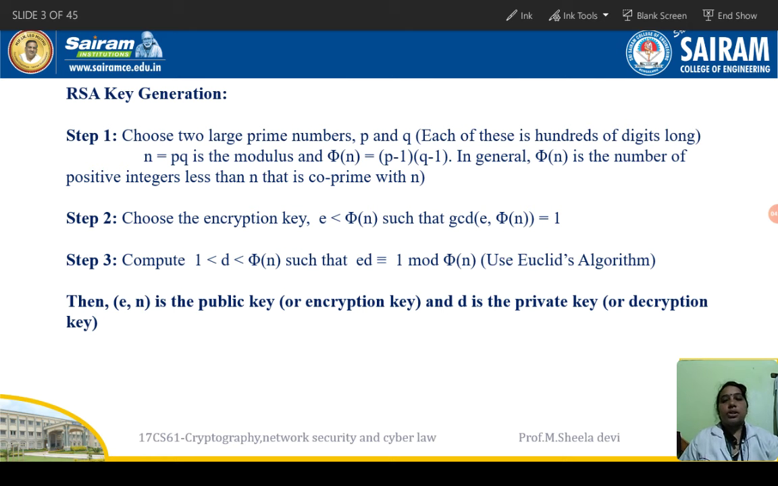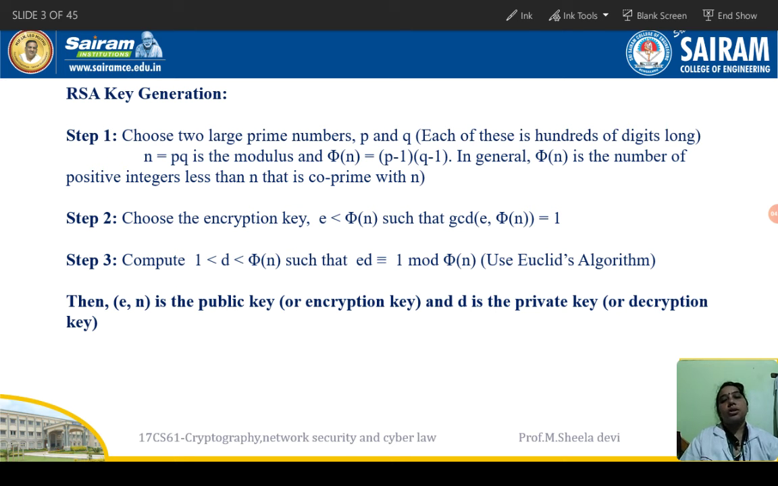The first condition in selecting the D value is that it should be greater than 1 and less than phi of N. And the second condition is E into D is equal to 1 mod phi of N. So you have to select it in such a way that when D is multiplied with E and divided by phi of N, you get the remainder as 1.